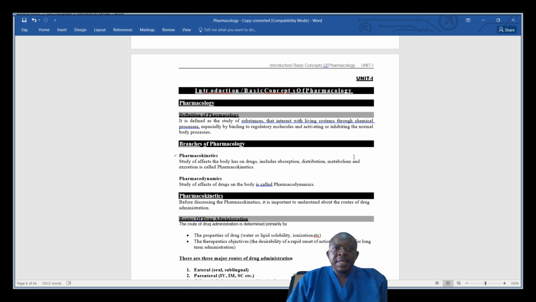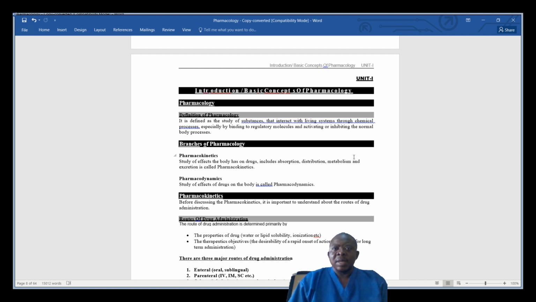So, by definition, pharmacology is the study of substances that interact with a living system through chemical processes, especially by binding to regulatory molecules and activating or inhibiting the normal body process. So in pharmacology, we study chemical substances, which are drugs.